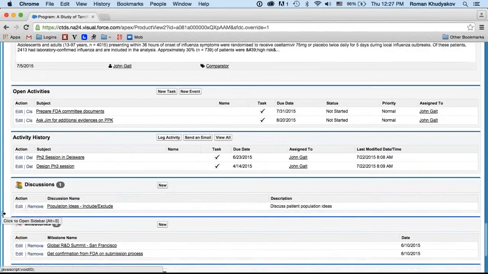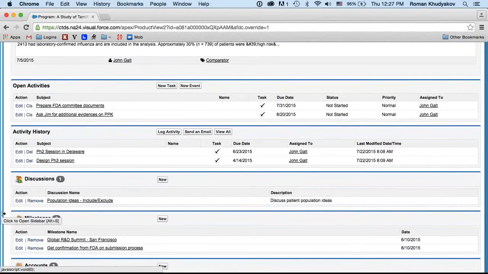Below, you can see activities. So what has to be completed and what was done in the past. And whoever joins your design process can easily understand who was doing what. I can see that someone was designing phase 3 study protocol. There was a meeting session in Delaware, and we have still to prepare some documents for FDA and gather some additional evidence for patient population.